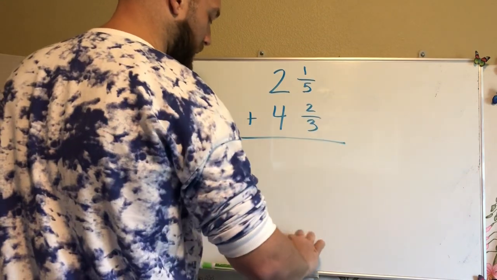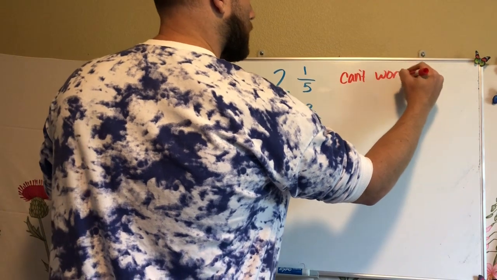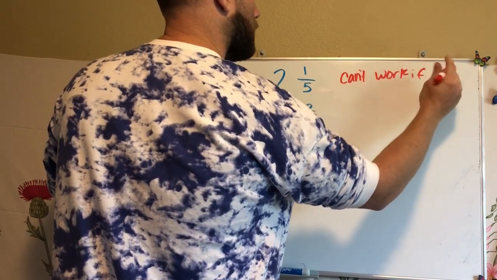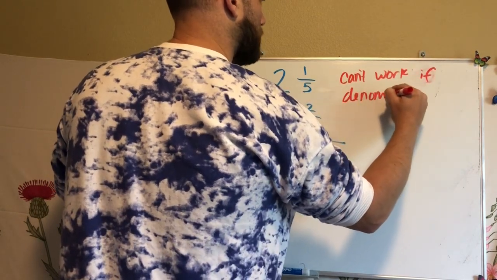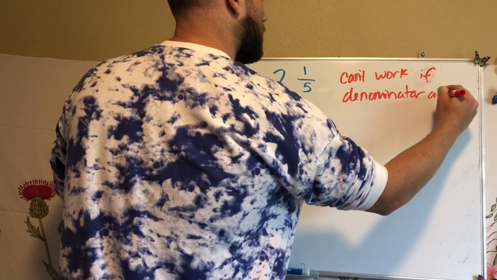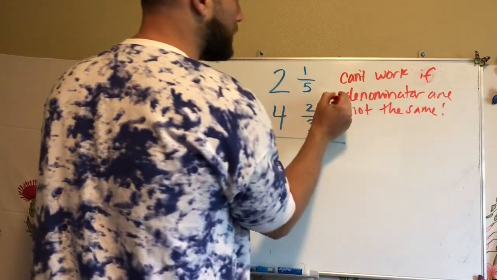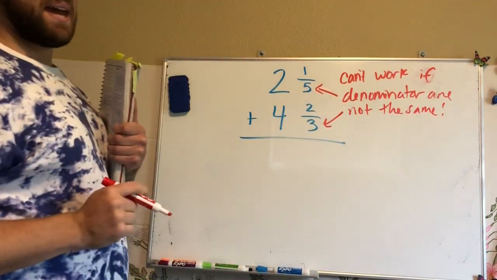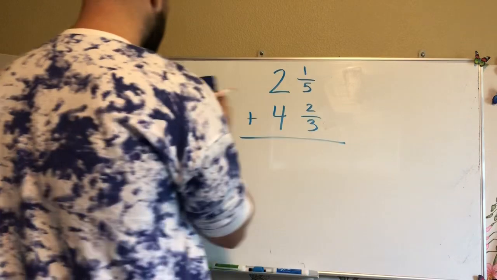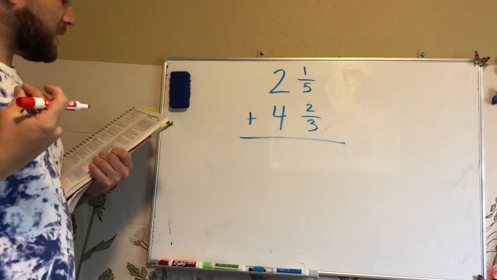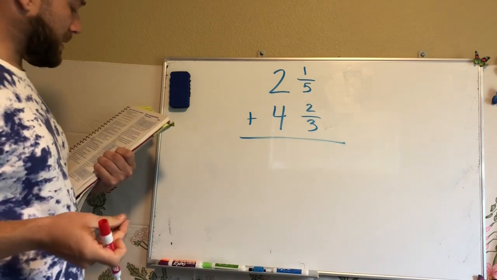So you can't do this right now. Can't work if, let me make that a little easier for you, if denominators are not the same. We know this. Okay, so what we need to do is make them the same by finding the lowest common denominator.